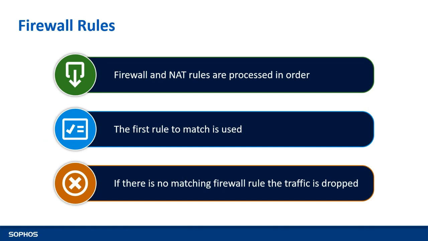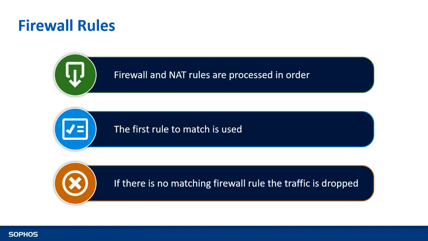The first rule that matches is used, and if there is no matching firewall rule, the traffic is dropped. The default drop rule cannot be edited and does not log traffic. If you want to log lost traffic, you must create a firewall rule that matches all traffic and enable logging. This rule must be at the bottom of the rule set.